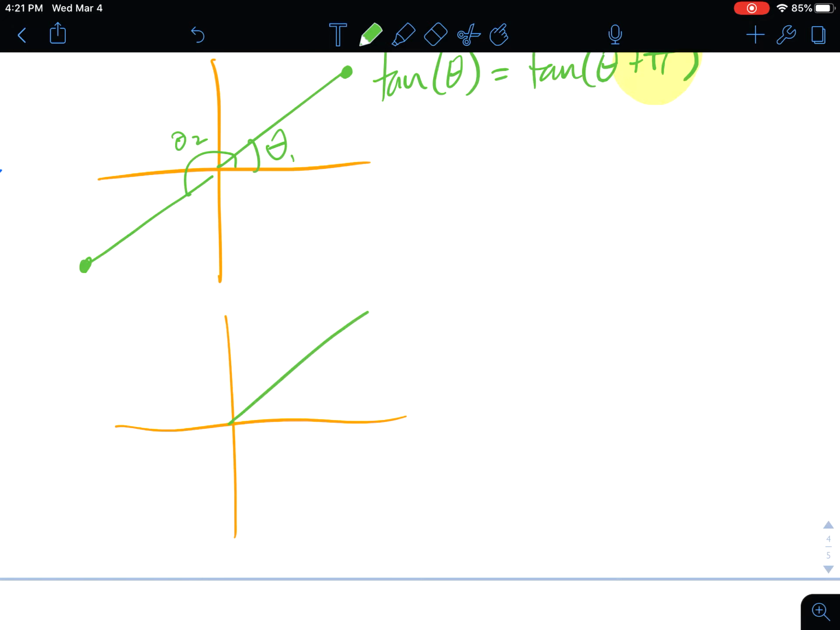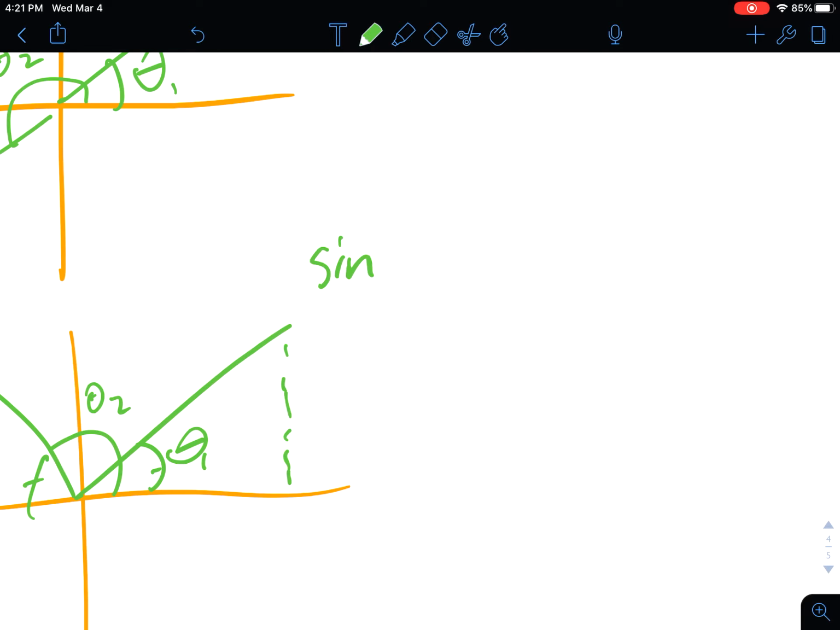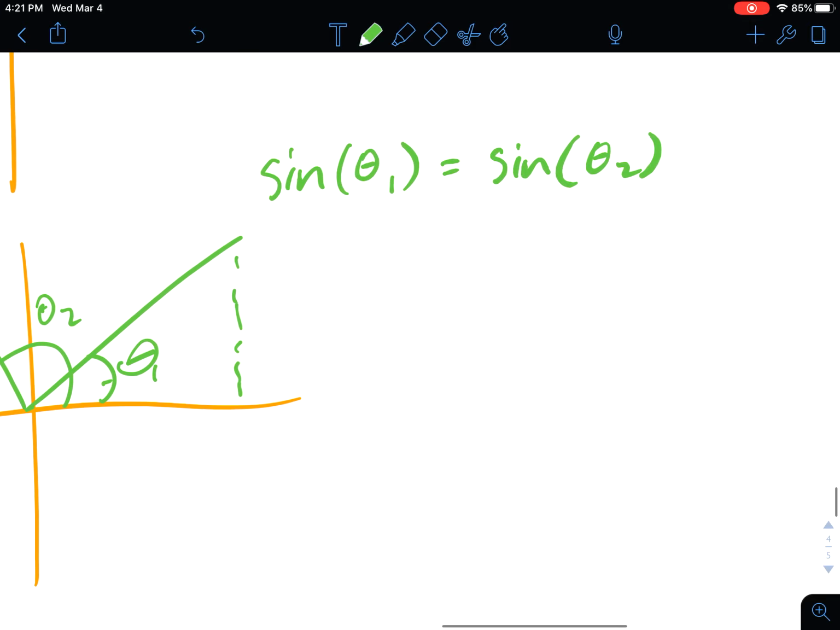Sine doesn't have the same case though. For sine, we saw that for some angle theta, we'd have the same sine value for this angle. These reference angles would be the same size, but that angle theta 2, so here we could say that sine of theta 1 is equal to sine of theta 2.